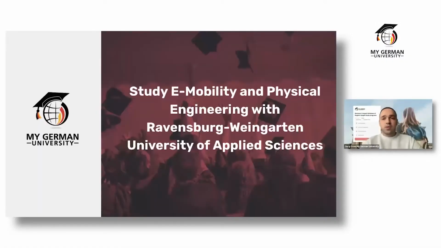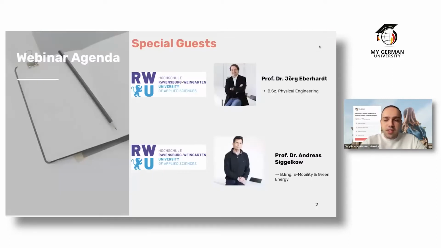All right, so let me jump into the presentation right now. As you can see, today we are talking about studying e-mobility and physical engineering with Ravensburg-Weingarten University of Applied Sciences. So you can see our two guests for today. From Ravensburg-Weingarten University of Applied Sciences, we have Professor Dr. Jörg Eberhardt, who will be talking about the bachelor's level program in physical engineering. And from the same university, we have Professor Dr. Andreas Siggelkow, who will be talking about, again, a bachelor's level program in e-mobility and green energy.